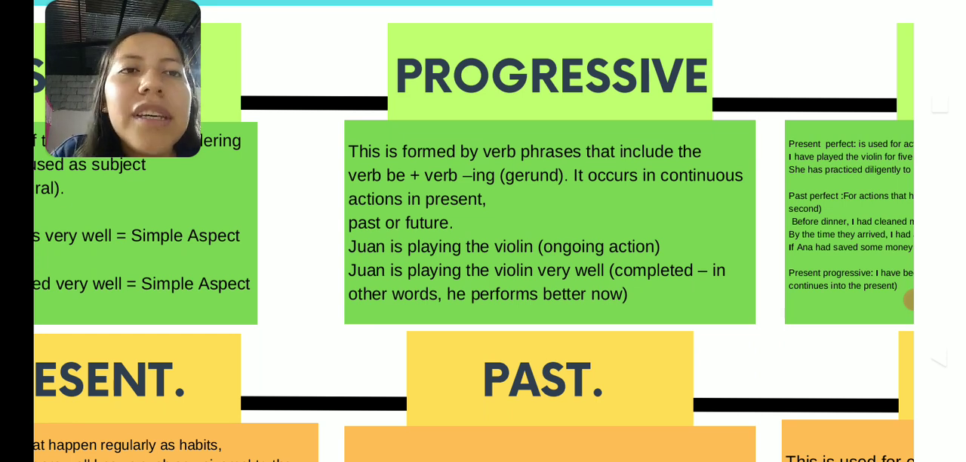As you can see in these examples, for example, Juan is playing the violin. This is an ongoing action. Or Juan is playing the violin very well. This is a complete action. In other words, he performs better now.